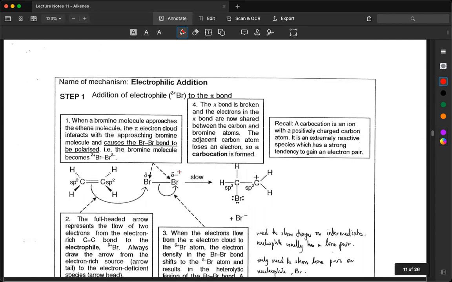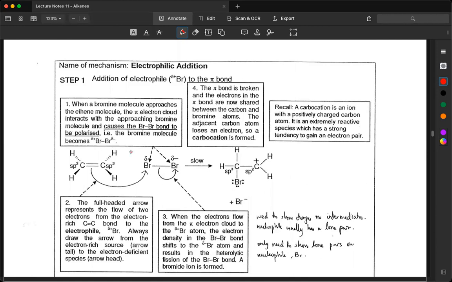So this is the mechanism. Step one. When the bromine molecule approaches the ethene molecule, the pi electron cloud will interact with the approaching bromine. And this will cause the BrBr bond to be polarized. Polarized means that now the electron distribution will become uneven because the negative charged electron cloud, or should I say electron rich, will repel the electrons to the right. Okay, so the left side will be partial positive. That is called polarized because by right, the electrons in BrBr are quite evenly spread out. But because of the approaching ethene molecule with the pi electron cloud, it will cause BrBr bond to become polarized.